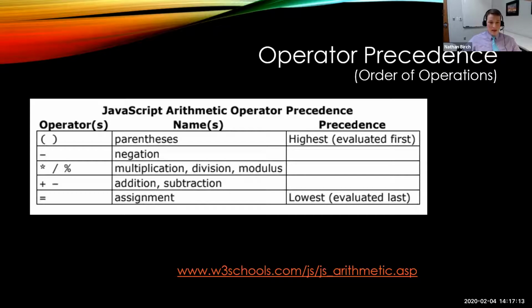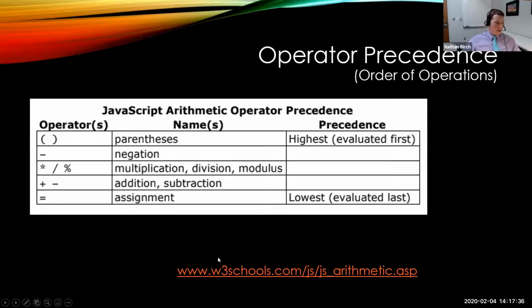Now, anytime there are multiple operators of the same level of precedence inside an arithmetic equation, just go from left to right. So if I said x times 2 divided by 3, I would do the x times 2 first, then take that value and divide it by 3.